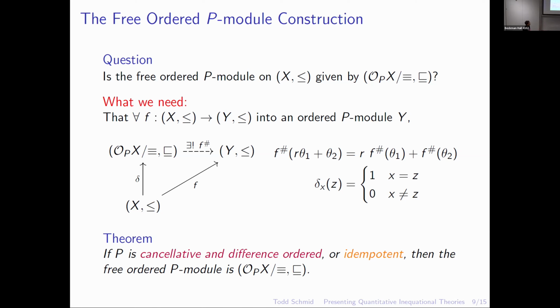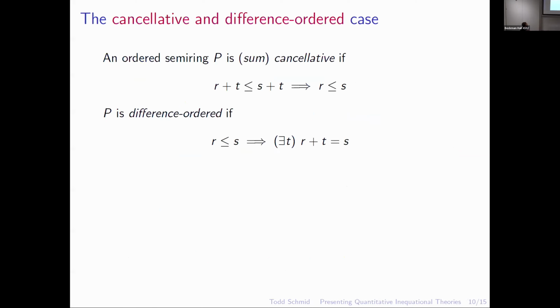So let's talk about the first one, the cancellative indifference ordered case. I call an ordered semi-ring P cancellative if addition on the right by a fixed element is an order embedding. So basically, if you're given an expression like R plus T is less than or equal to S plus T, you can peel the T off, and that peeling the T off is monotone.